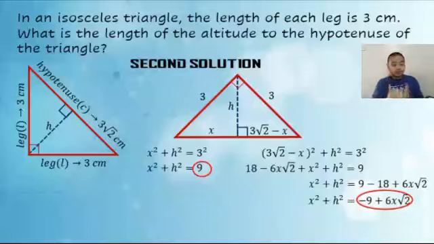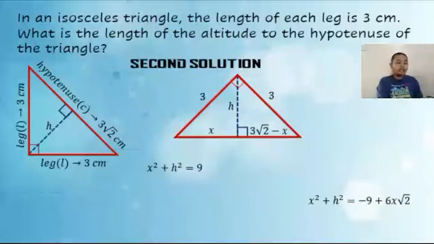Okay? So what we're going to do here is to apply the transitive property of equality. If you can still remember that one, the transitive property of equality states that if A is equal to B and B is equal to C, therefore A is equal to C. So we're going to apply that one. In that case, 9 now is equal to negative 9 plus 6x squared of 2.